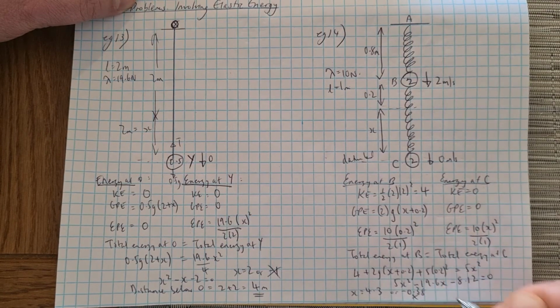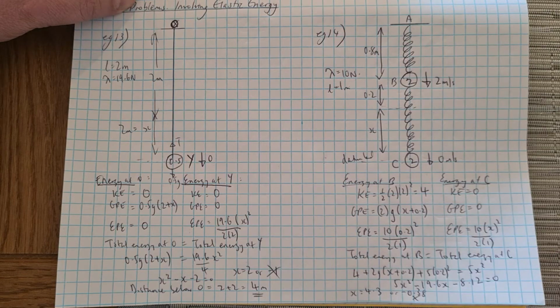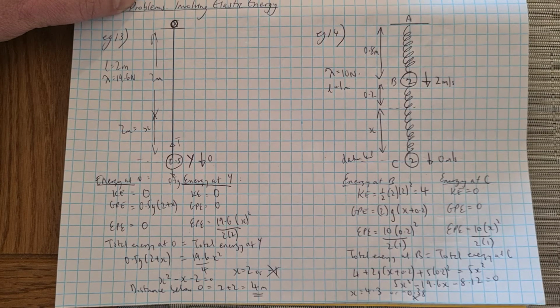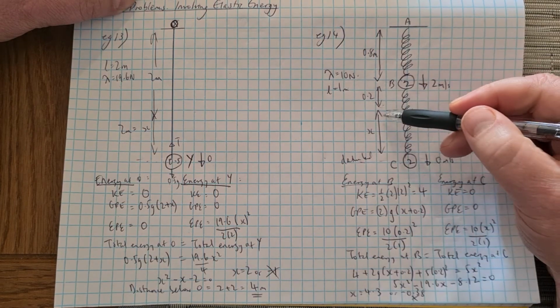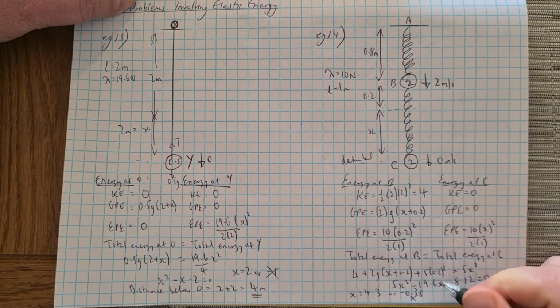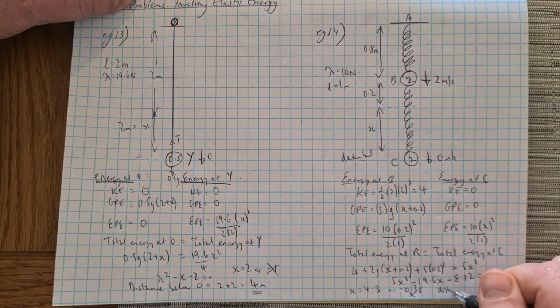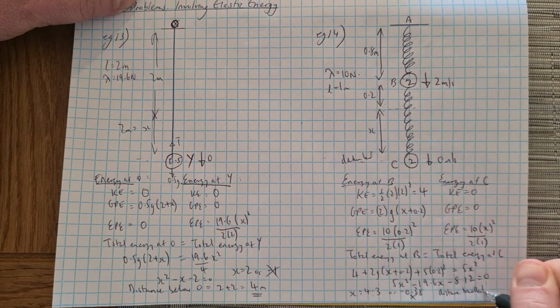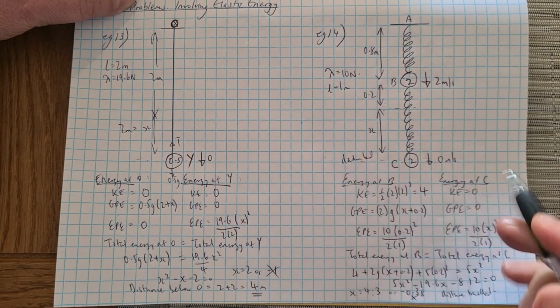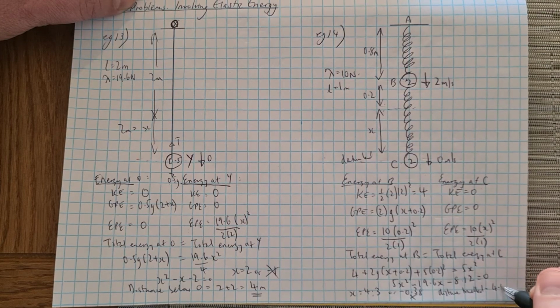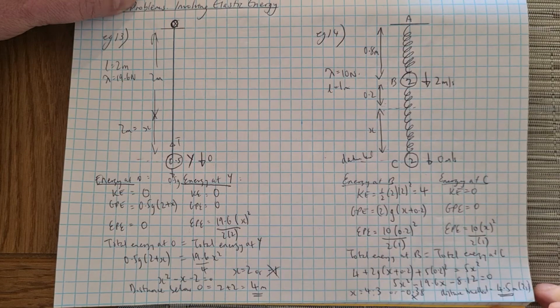So again, we can ignore the negative value. And the question is asking for the distance it travels before coming to rest. So we've got the 0.2 meters plus our extension. So the distance traveled is going to be the 4.3 plus the 0.2, which is 4.5 meters to two significant figures.